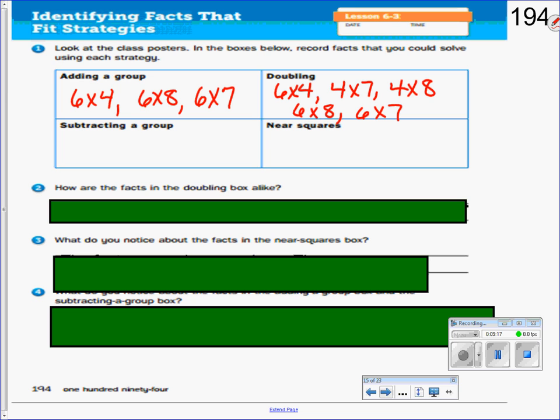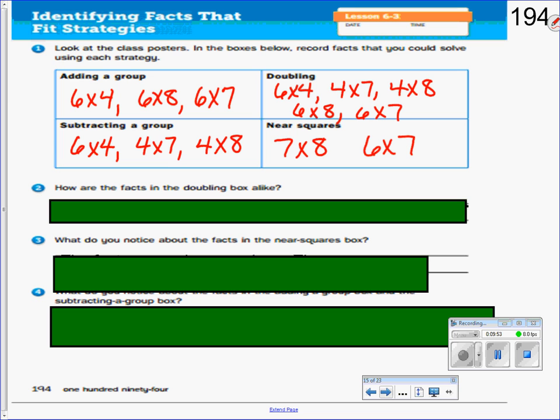Now for subtract a group, you could do 6 times 4, 4 times 7, and 4 times 8. On 4 times 8, you would do 5 times 8 and then subtract one group of 8. And then for near squares, you could do 7 times 8, and you would use 8 times 8 as your square, and 6 times 7, and you would use 7 times 7 to get that.